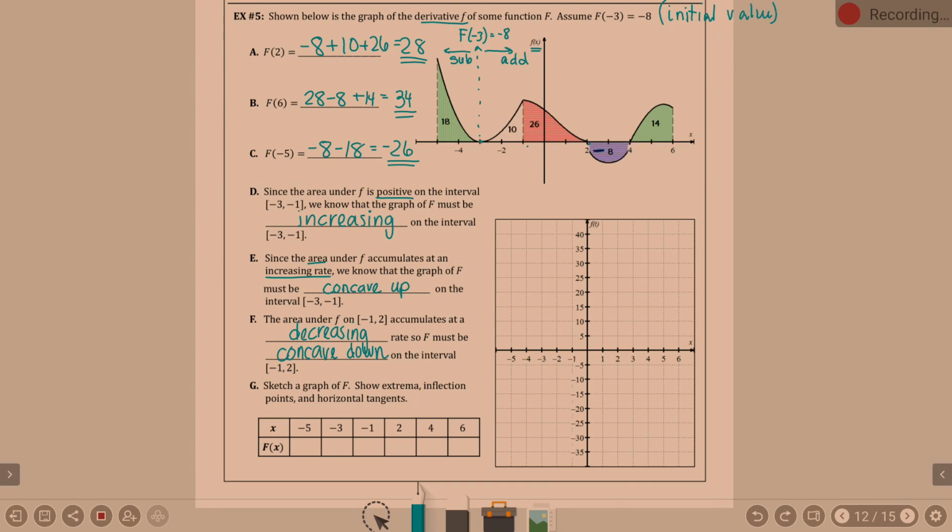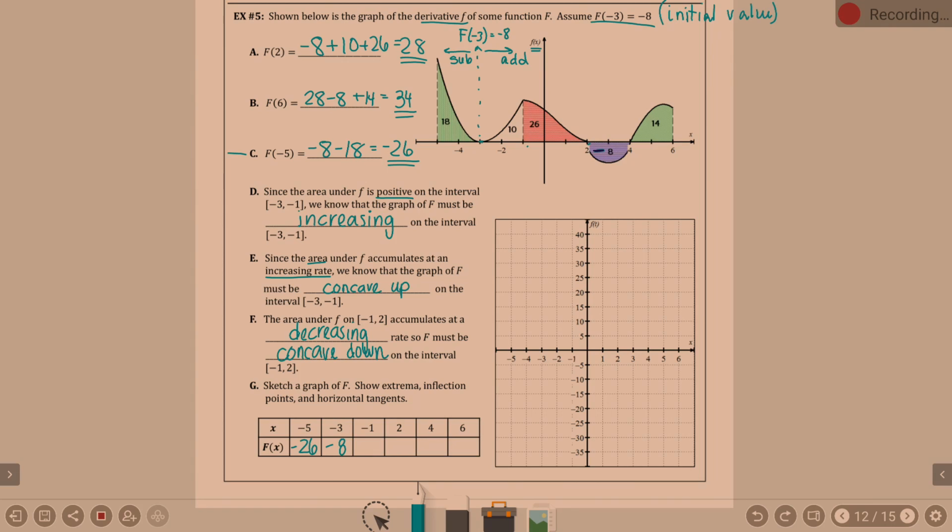Hooray. Okay, guys. Sketch a graph of F. Show extrema, inflection points, and horizontal tangents. Now, we have some information to fill in. We know most of it. What is F of negative 5? Negative 26. F of negative 3? Negative 8. That was given. F of negative 1? 2.